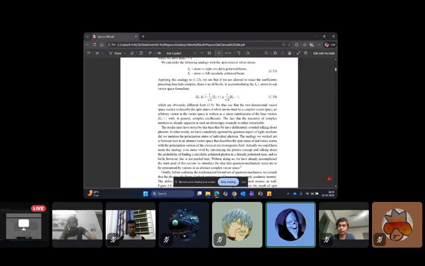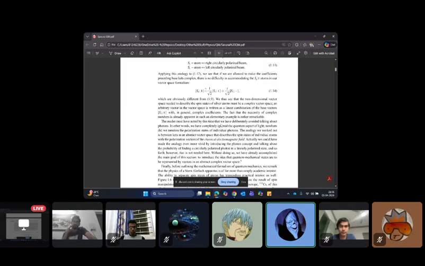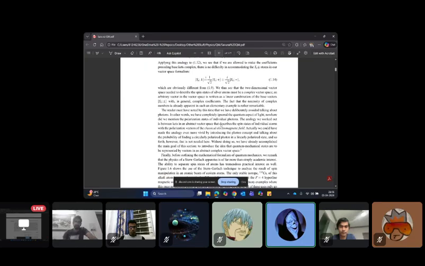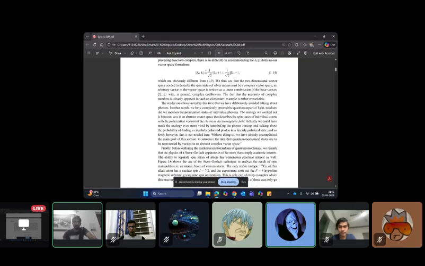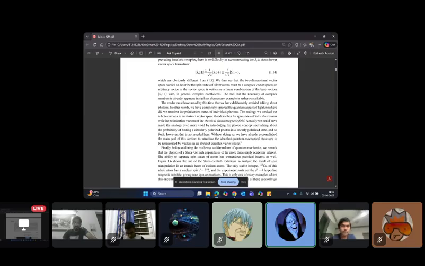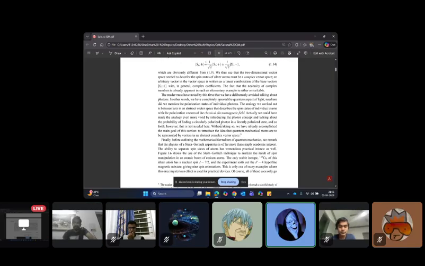The reader must have noted by this time that we have deliberately avoided talking about photons. In other words, we have completely ignored the quantum aspect of light, nor did we mention the polarization states of individual photons. This analogy we worked out is between kets and an abstract vector space that describes the spin states of individual atoms with the polarization vectors of the classical electromagnetic field. Actually, we could have made the analogy even more vivid by introducing the photon concept and talking about the probability of finding a singularly polarized photon in a linearly polarized state, and so forth. However, that is not needed here.